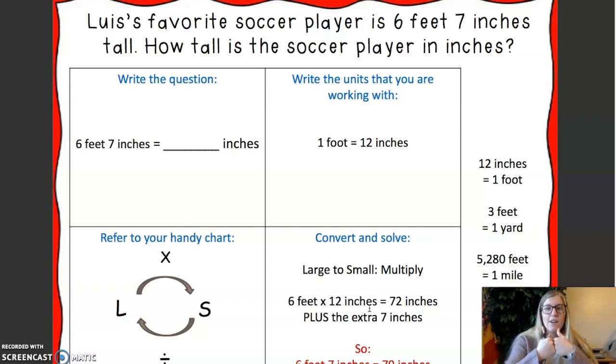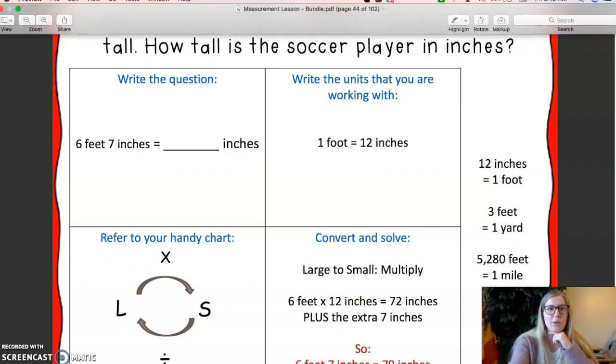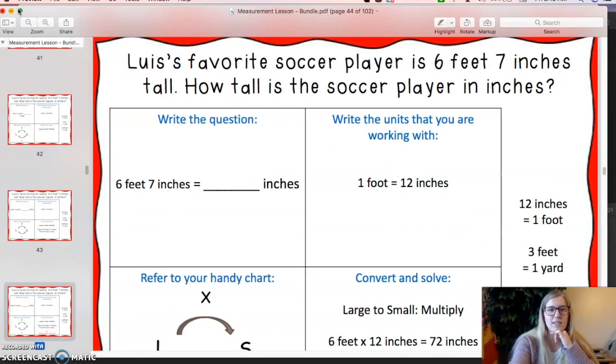Super job today. Remember, you need to memorize 12 inches equals 1 foot, 3 feet equals 1 yard, 5,280 feet equals 1 mile, okay? Super, and we will see you guys later.